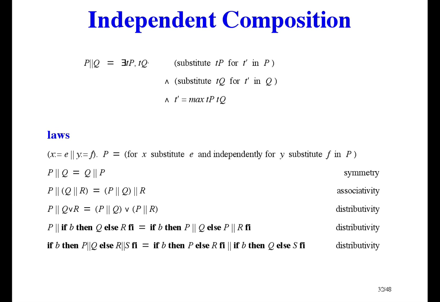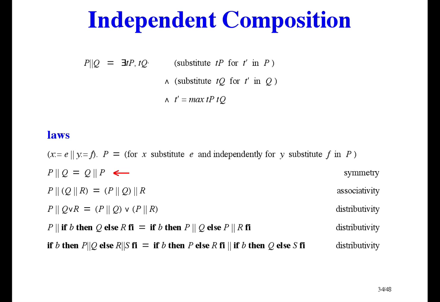There are some laws about independent composition that might come in handy. The first one is the substitution law. When you have an independent composition of assignments followed by any specification, the result is the same as the specification, but make substitutions for all the assignments independently. The law shown here is for two assignments but it could be any number.